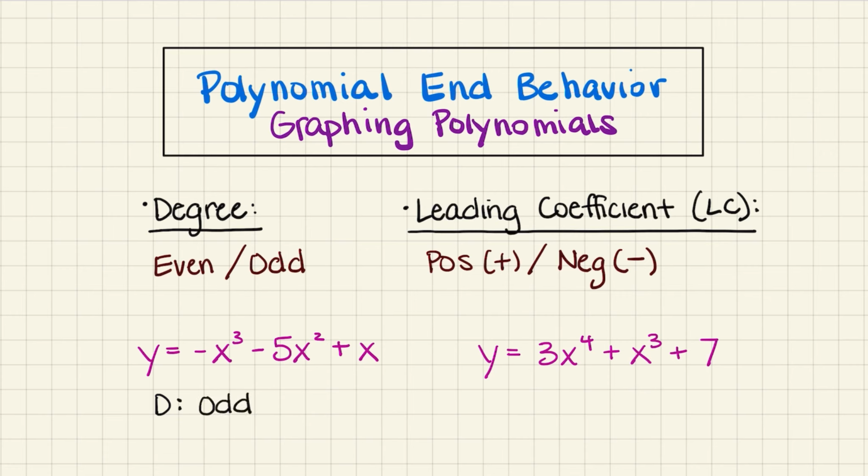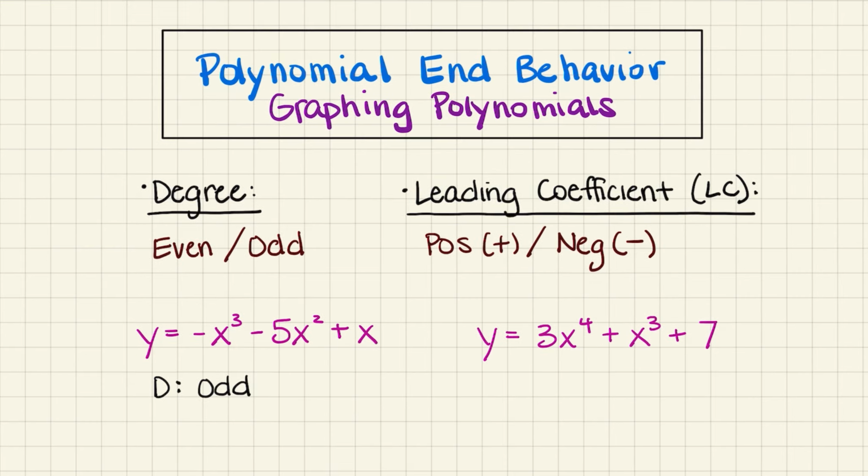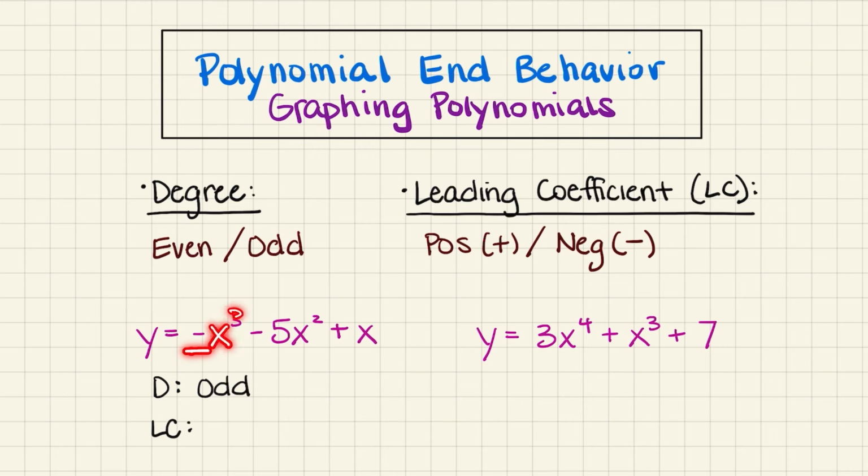Now let's look at the leading coefficient of this function. So the leading coefficient is the coefficient that's with the variable that has the highest power. So the x to the third is the highest power, and the coefficient of that is a -1. So our leading coefficient is negative.